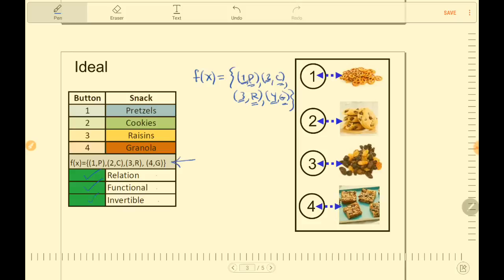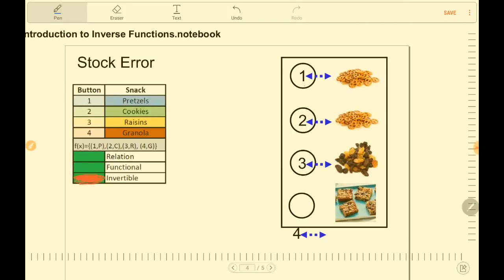So it is all three. It is a relation that is functional and invertible. The number 1 or the number 2 will definitely give me pretzels, and this will definitely give me pretzels. So either way, as a user, I know for sure how to get pretzels from either one of these. Okay, so that's functional. However, it's not invertible.